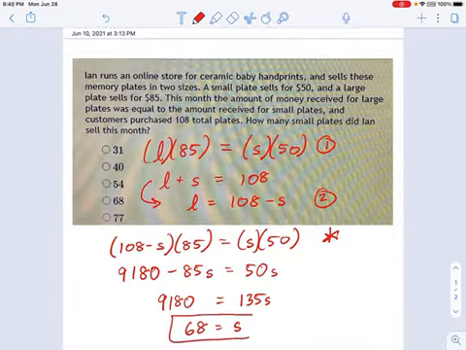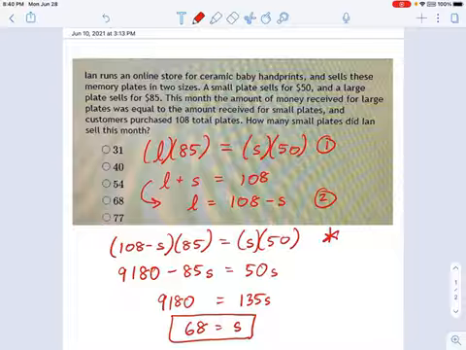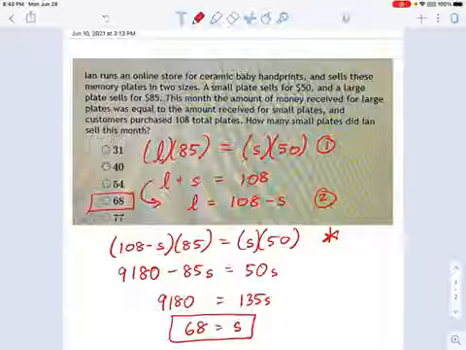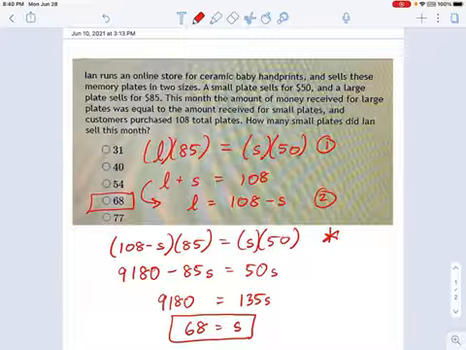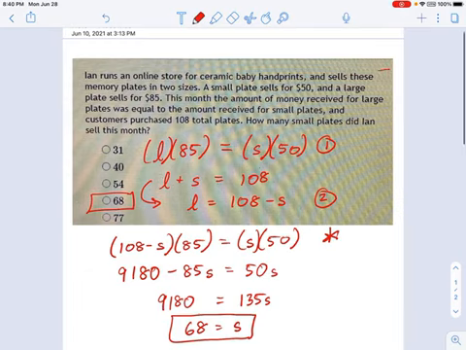So 68 small plates were sold. And if they wanted to know the number of large plates, I'll bet that's 40 because they have to add up to 108 total. And here's your answer. This is how you go about solving what's called a system of equations. It's two equations with two unknowns. And I think what makes it challenging in this one is perhaps they don't tell you what the two equations are. You have to build them out of this paragraph.